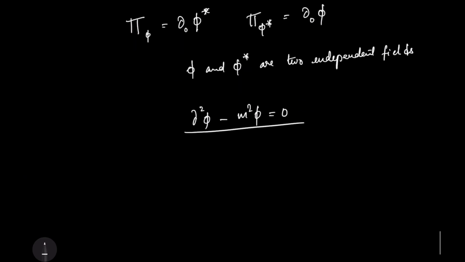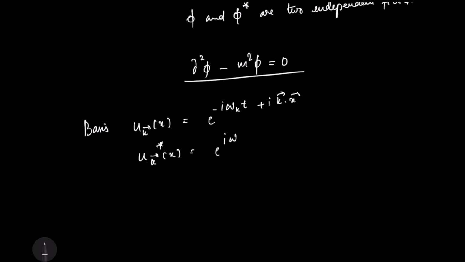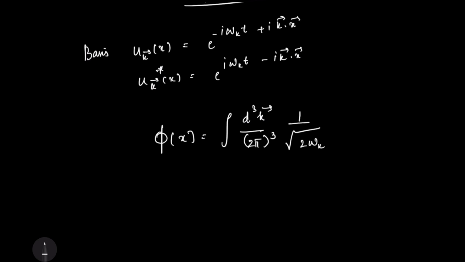It will also have the same form, and therefore the basis of the general solution will also remain the same: e raised to minus iωt plus i k·x, and u_k star e raised to iωt minus i k·x. First I will write the general solution in the classical form. So that will be φ(x) equal to the integral d³k over (2π)³, 1 over root of 2ω_k, a_k u_k.